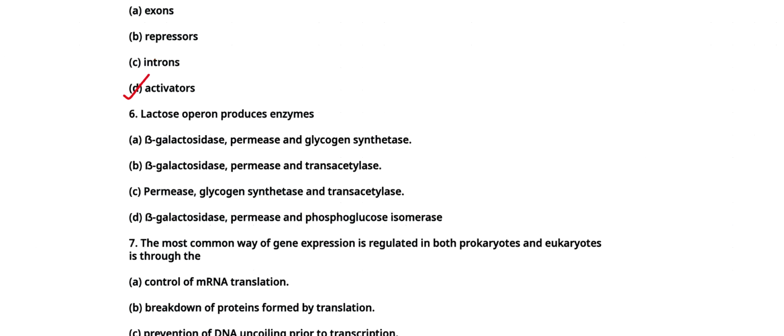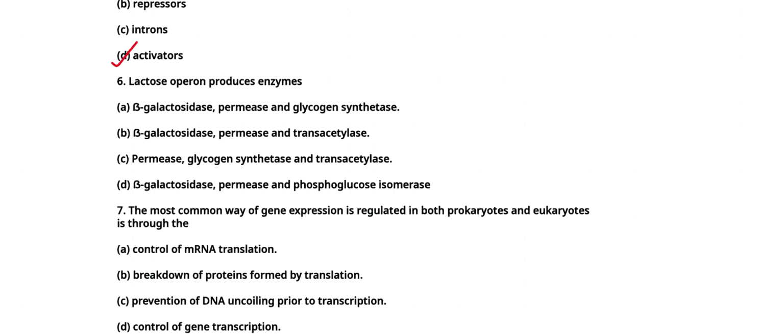Sixth question is, lactose operon produces enzymes beta-galactosidase, permease, glycogen synthetase; beta-galactosidase, permease, transacetylase; permease, glycogen synthetase and transacetylase; beta-galactosidase, permease and phosphoglucose isomerase. Our answer will be B, that is beta-galactosidase, permease and transacetylase.